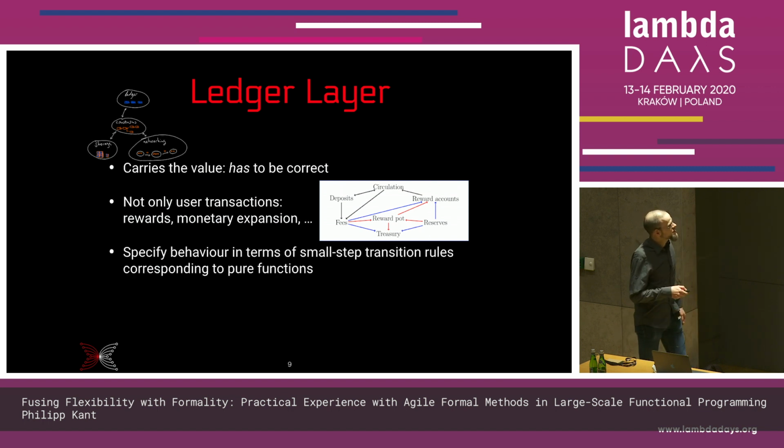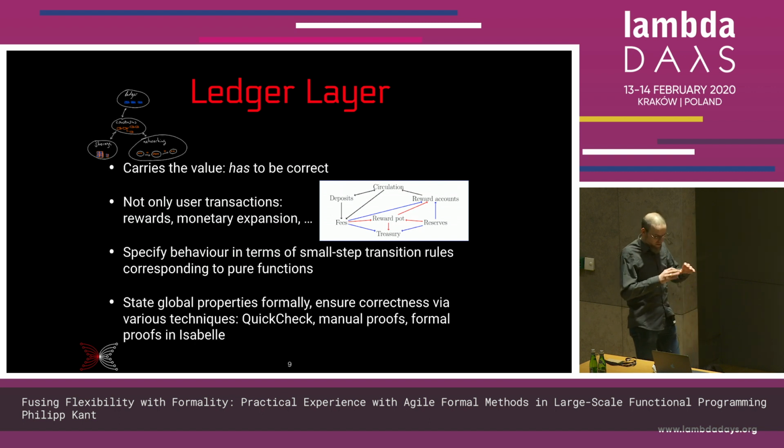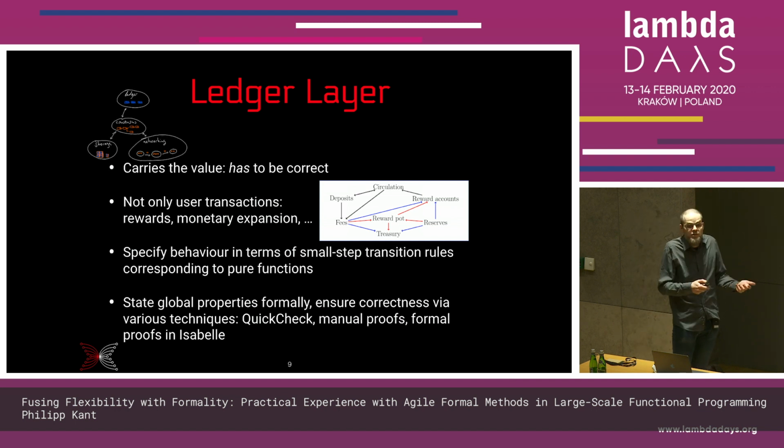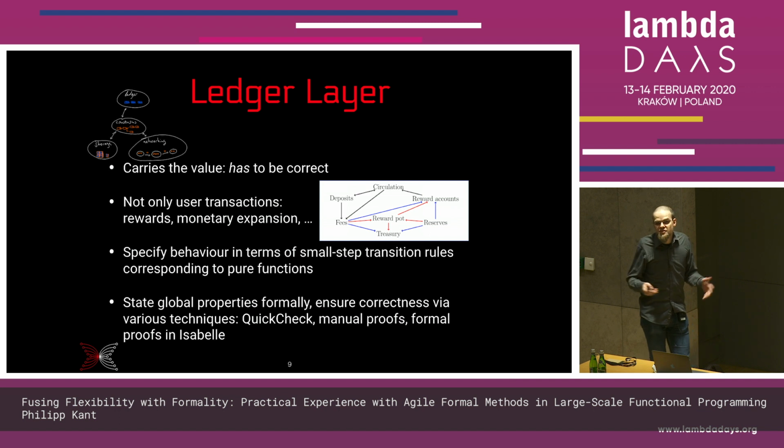And what we decided to do to implement the ledger is to specify the behavior on the microscopic scale in terms of small step transition rules. That just corresponds to pure Haskell functions. And then in order to get the overall behavior of the ledger right, we specify properties that the ledger should have, something like the total amount of money is conserved and there's no money created out of thin air, instead there's this monetary expansion that is controlled and stuff like that. And then we can convince ourselves that those properties are fulfilled by using QuickCheck, manual proofs on pen and paper, or even formal proofs in Isabelle.